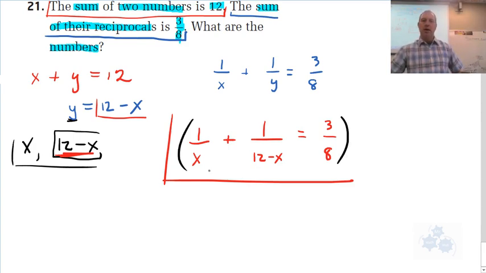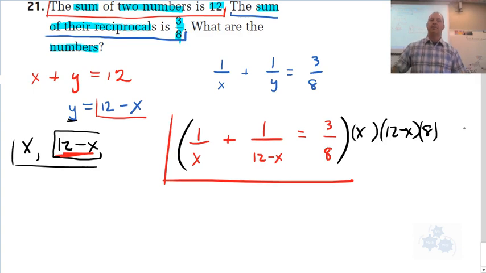So let's multiply everything by x, because that's this denominator. I want to get rid of that. Let's also multiply it by 12 minus x, because that's this denominator. I want to get rid of that. And 8 is the other one. So let's multiply everything by 8 as well. If you do that, you're going to get rid of the denominators. It's going to be a nice, regular old equation to solve.